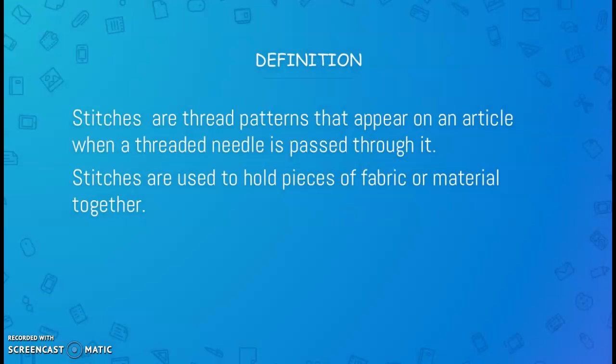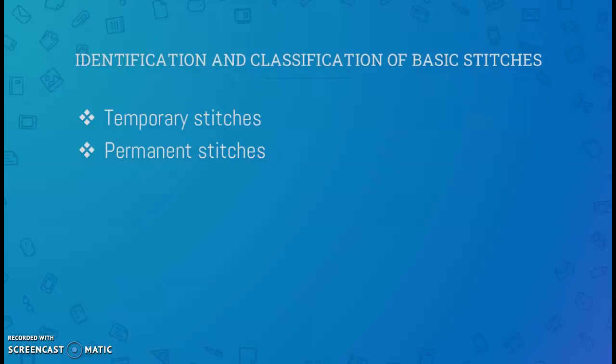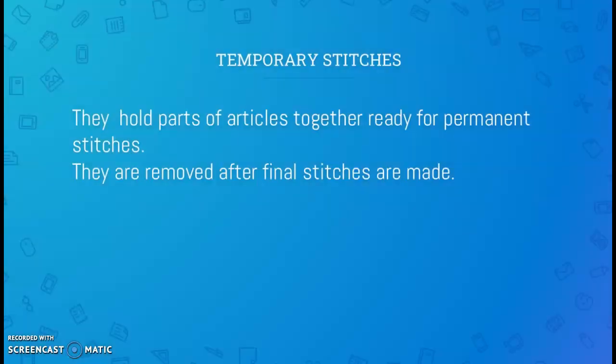Let's define stitches. They are patterns we see on an article when a threaded needle is passed through it. They hold pieces of fabric together. We have two main types. These are temporary and permanent. What are temporary stitches then? These are stitches that are removed after permanent stitches are made, and as such, a soft cotton thread is used.